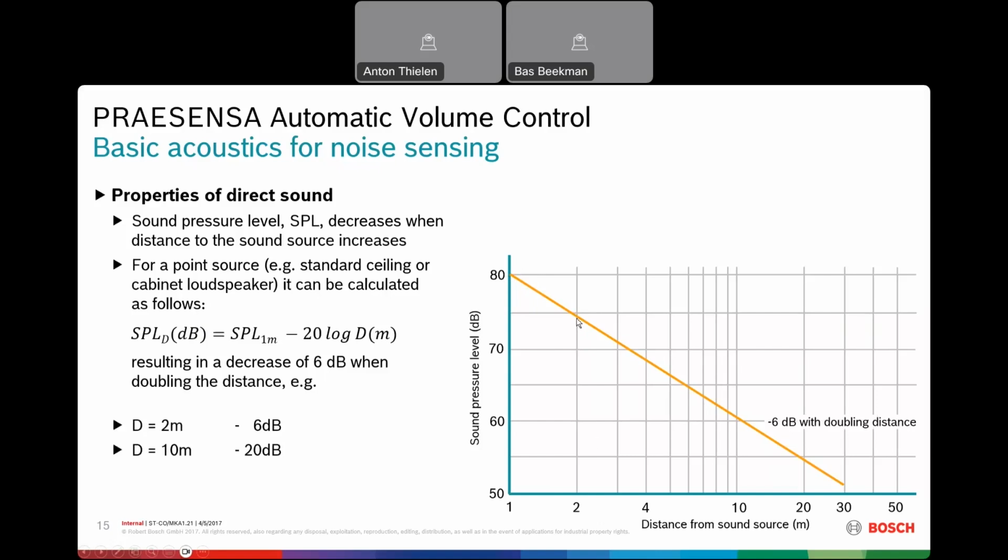And the same, for example, when you are at 10 meters, then you already have a decrease of minus 20. And at 100 meters, it will be minus 40 dB. So minus 6 dB when you double the distance. That's the property of direct sound, which you need to keep in mind.